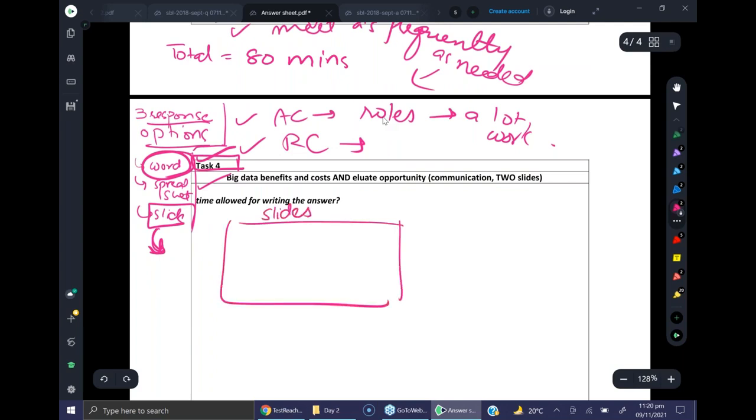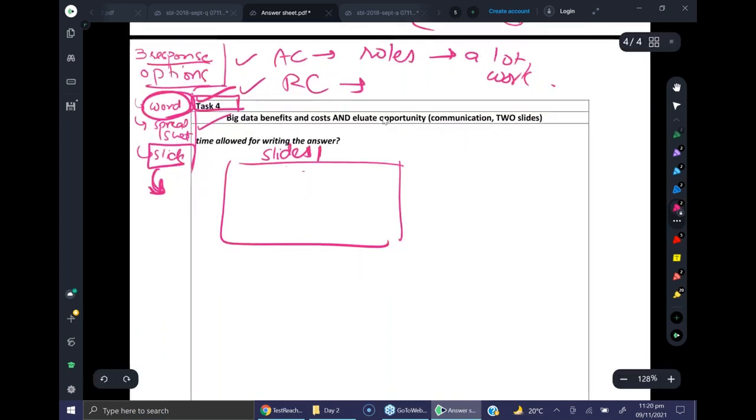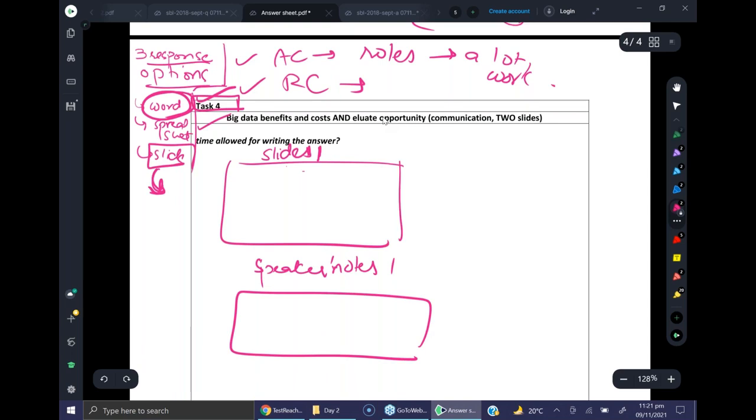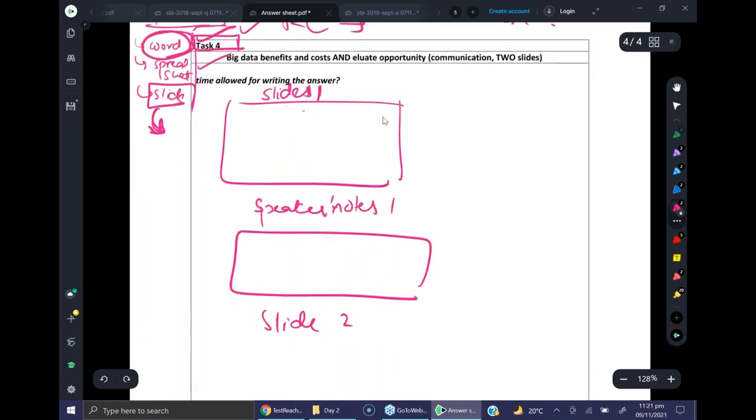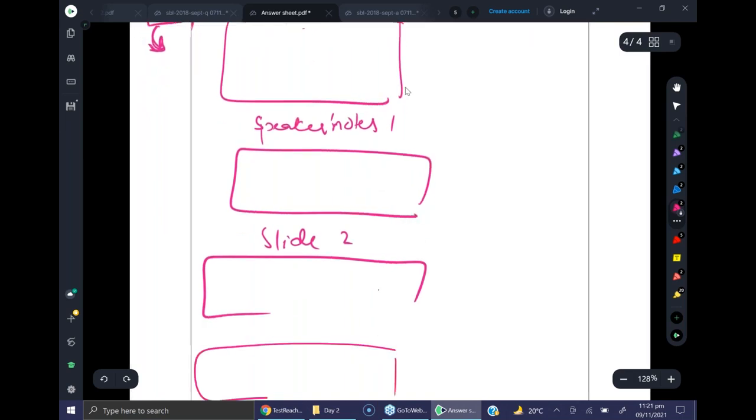There are boxes defined. There's an option of bullets, highlighting, bold options, etc. Slide 1 is written like this, and then it says speaker notes 1, and there's a box. Then you have another box that says slide 2. Do you understand what I'm saying? And then another box says speaker notes 2, then slide 3, speaker notes 3, and so on.